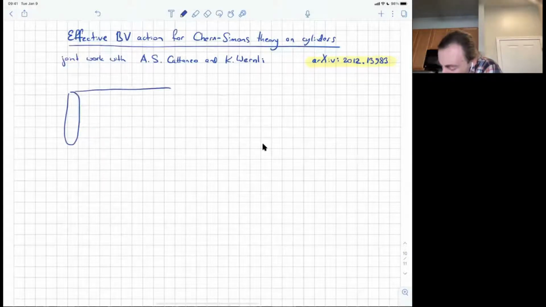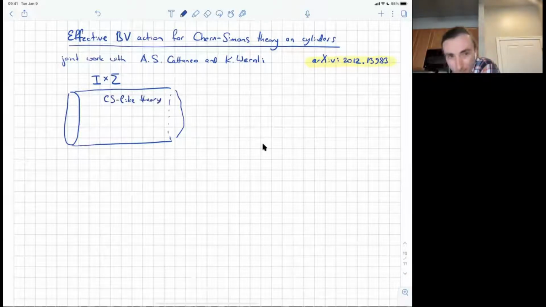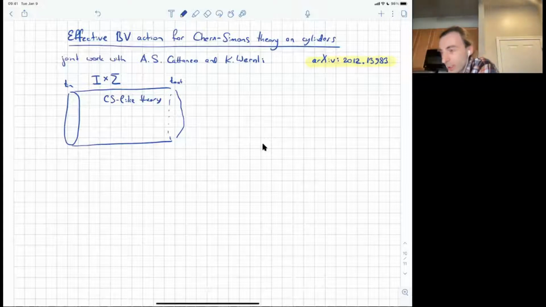So we want to consider some topological theory, Chern-Simons or Chern-Simons-like, on an interval cross some manifold, let's say a surface. So we have some kind of a Chern-Simons-like theory in the bulk. And on the boundaries, so this is a cylinder from some initial time to some final time times, let's say, a surface.